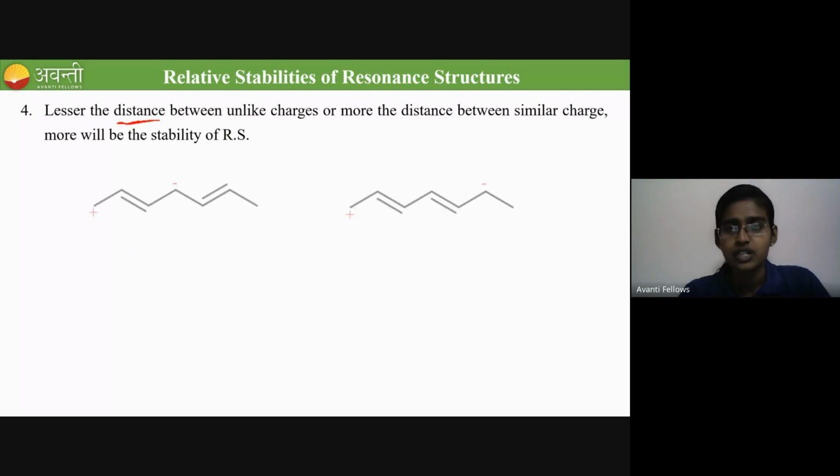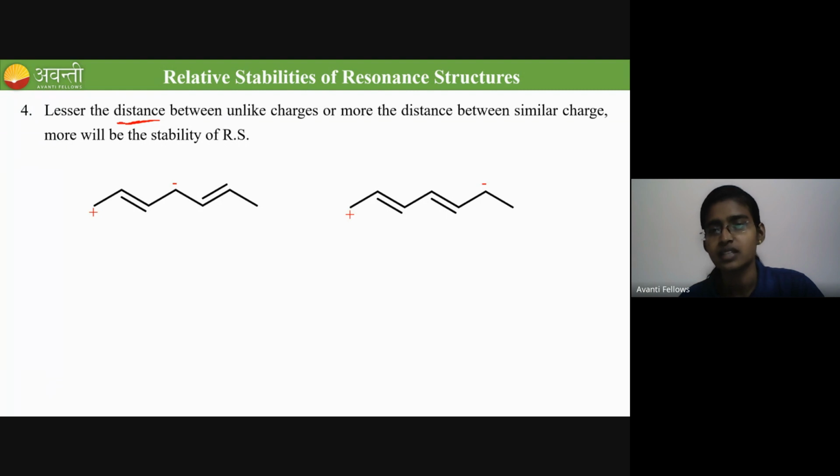So I'll show you an example. You can see here, these two structures contain unlike charges, right? One is positive and another one is negative in each compound. Now, which compound is more stable? Compound 1 or compound 2?